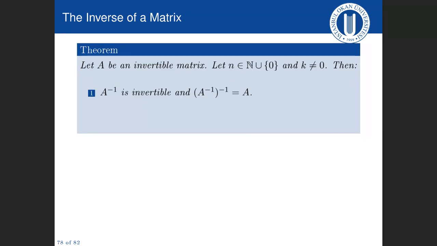Now, another theorem. Let's suppose A is an invertible matrix. Let's suppose n is a natural number or n is equal to 0. And k is some real number which is not 0. Rule number 1, A inverse is invertible and the inverse of A inverse is A. We started off this chapter talking about how A and B were inverses of each other. A and A inverse are inverses of each other.